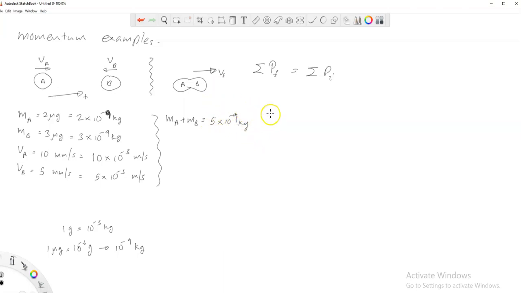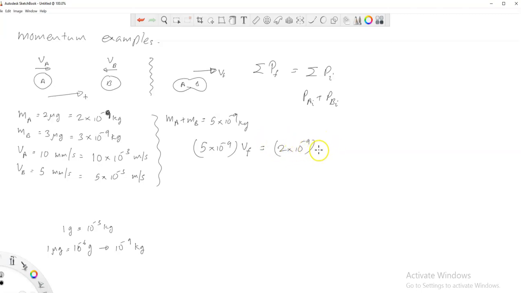So we can write 5 times 10 to the negative 9 times Vf equals the momentum initial. So that is the momentum of A plus the momentum of B initial. Momentum of A is its mass times velocity. B is going in the other direction, so in the equation you have to consider that, right? There's a directional difference. Alright, so the mass will be 2 times 10 to the negative 9.